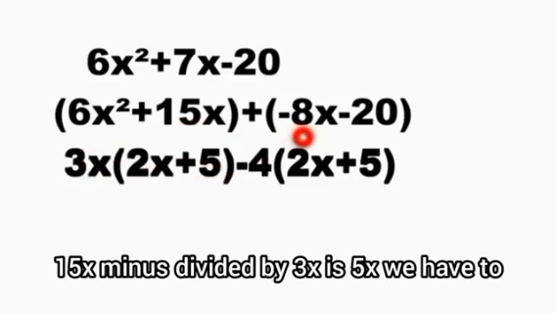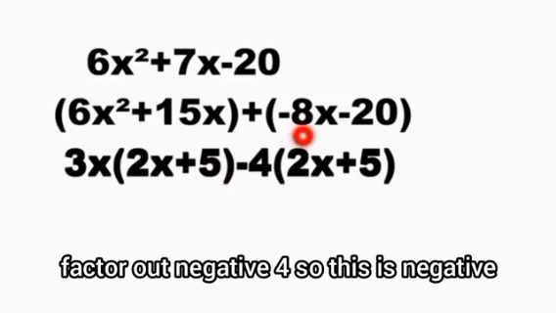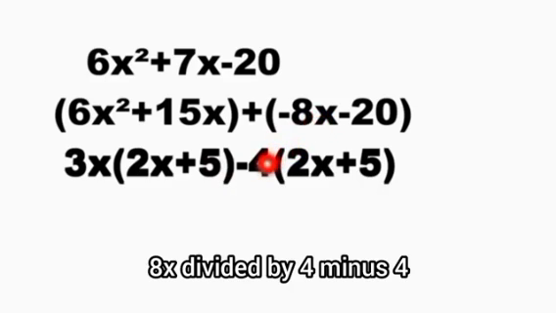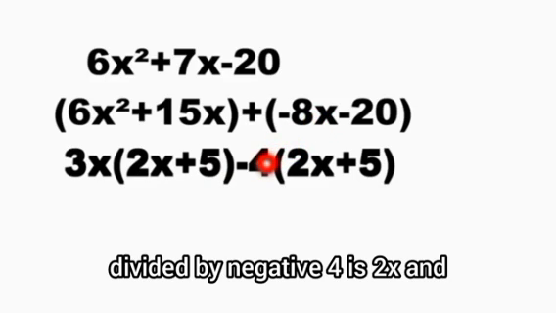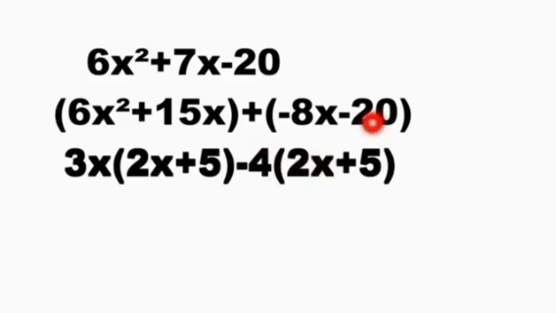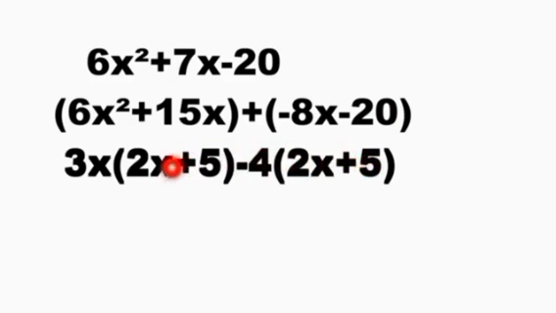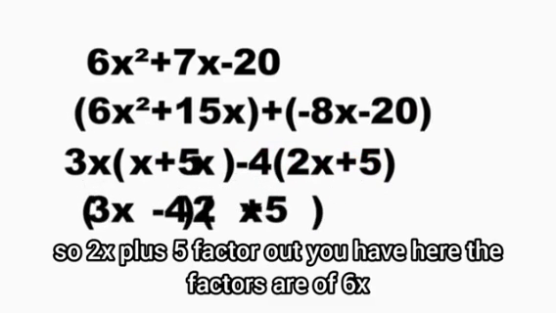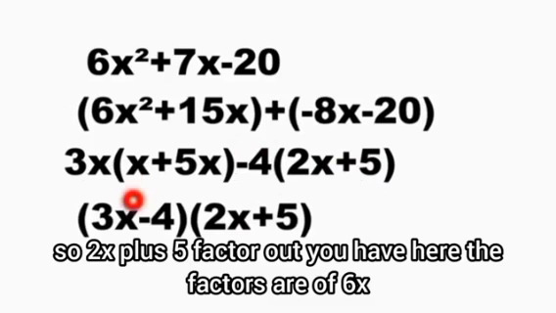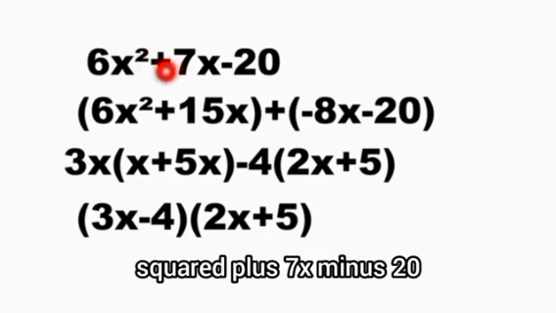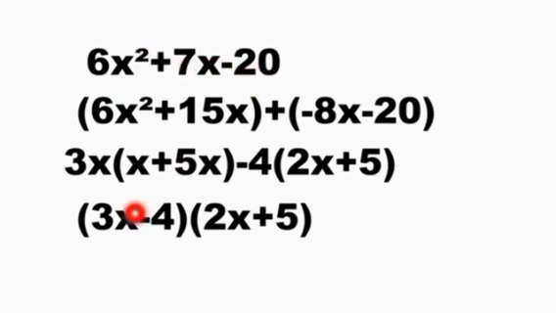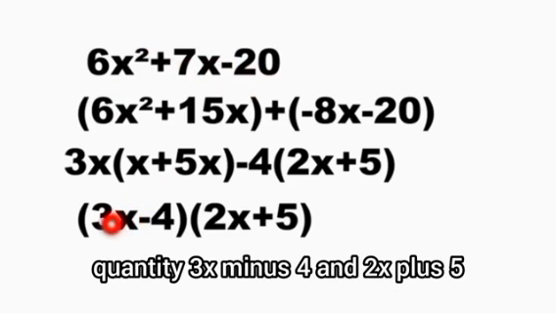We have to factor out negative 4. So negative 8x divided by negative 4 is 2x, and negative 20 divided by negative 4 is 5. So I have a common factor of 2x plus 5. Factor out, you have here the factors of 6x squared plus 7x minus 20 are the quantity 3x minus 4 and 2x plus 5.